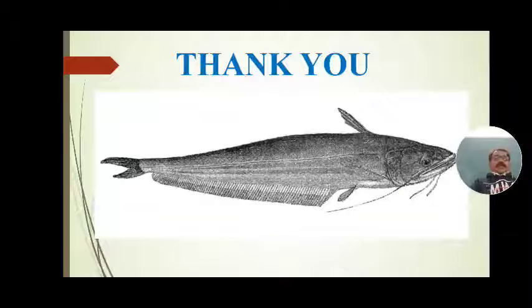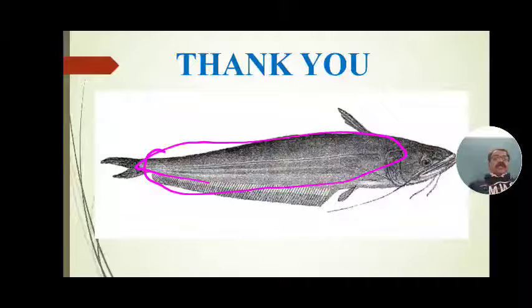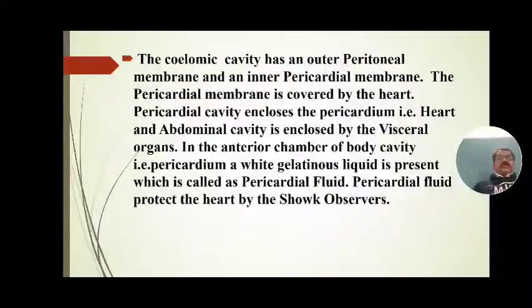See the figure. This figure shows the fish Wallago attu, the freshwater shark, abundantly found in fresh waters of rivers, reservoirs, tributaries, ponds and lakes. When we dissect this fish from the ventral side, we see the body cavity, or the coelom, of the fish.